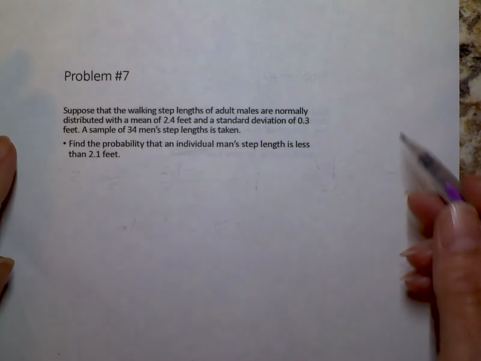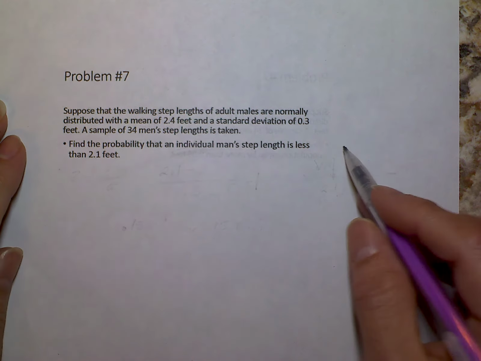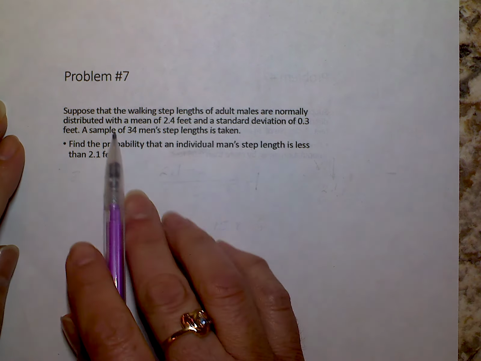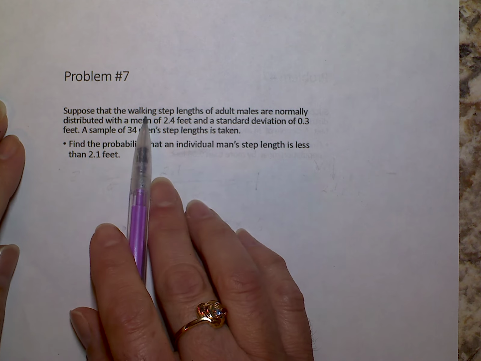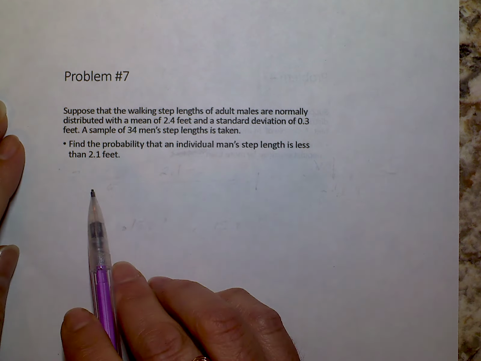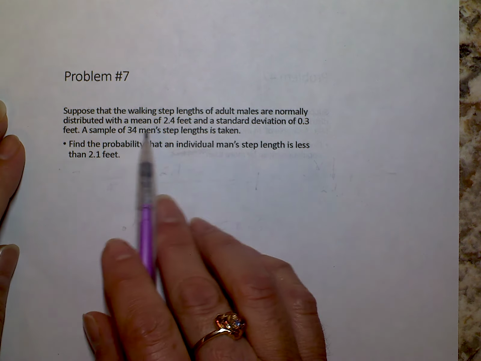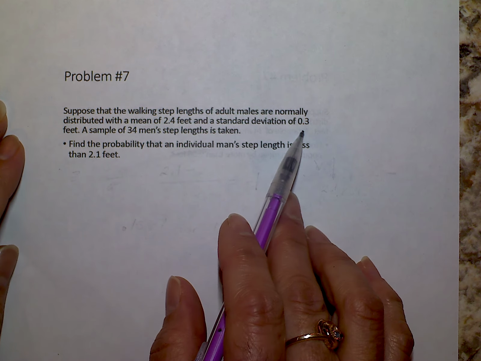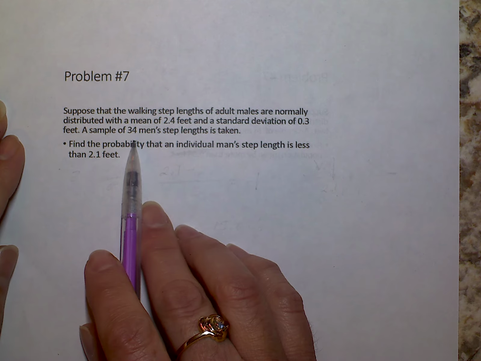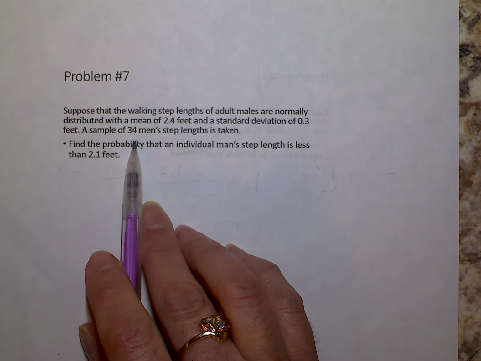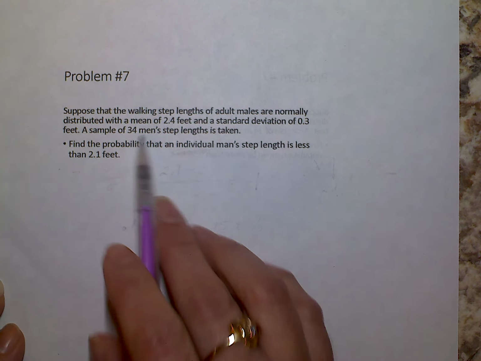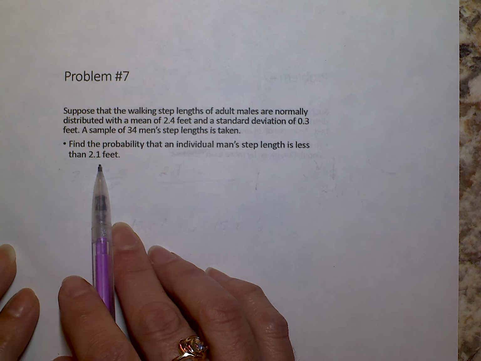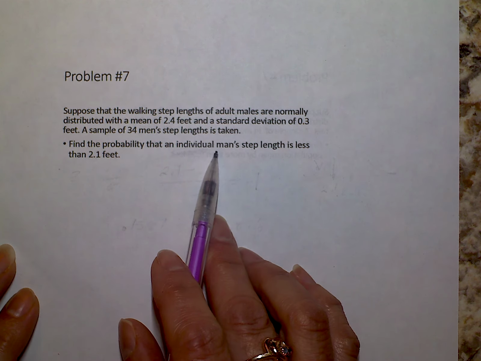Okay, let's put some words to this process now. We're going to attack problem number 7. Number 7 says, suppose that the walking step lengths of adult males are normally distributed with a mean of 2.4, standard deviation of 0.3 feet, and a sample of 34 men's step lengths is taken. We're going to find the probability that an individual man's step length is less than 2.1 feet.